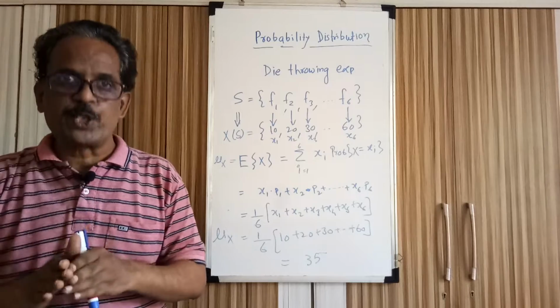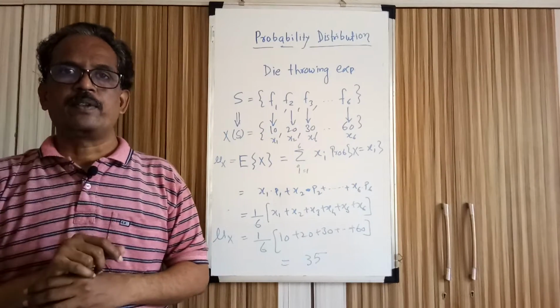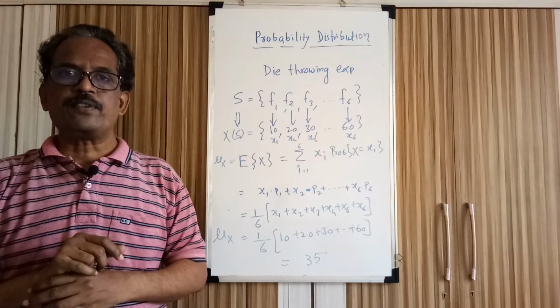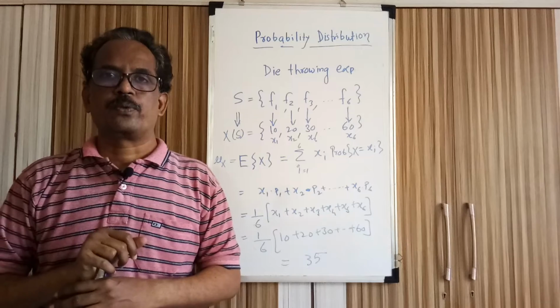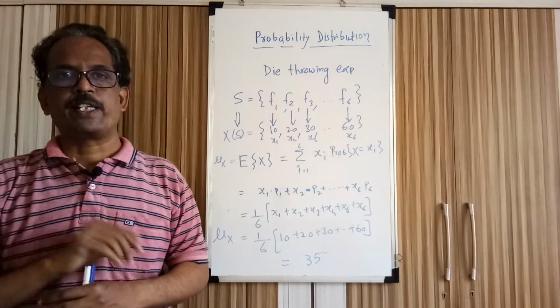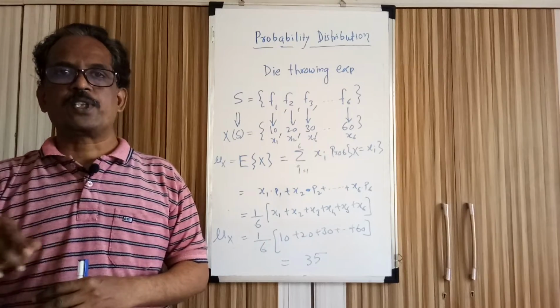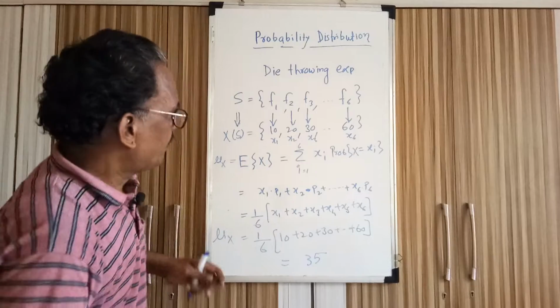Now what is the deviation about this 35? So we have to find the variance and take the square root of the variance, and that gives the deviation. So 35 plus sigma x, 35 minus sigma x, 35 plus 2 sigma x, 35 minus 2 sigma x. So we'll see what that is.